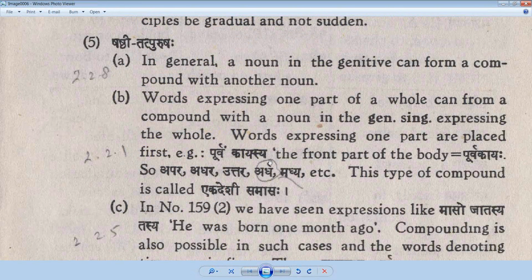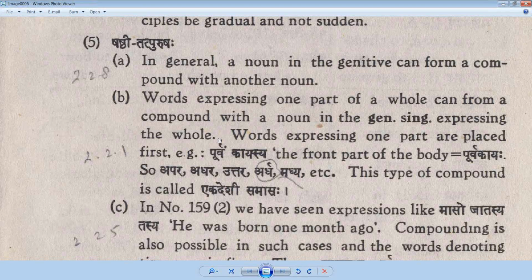Okay, so words expressing one part, that is the ekadeshaha, of a whole. The whole is the ekadeshin, which when declined becomes ekadeshi, prathama ekavachanam. It can form a compound with a noun in the genitive singular expressing the whole.